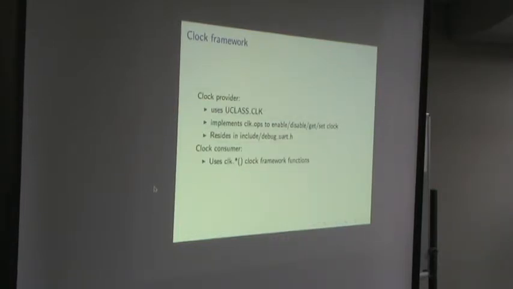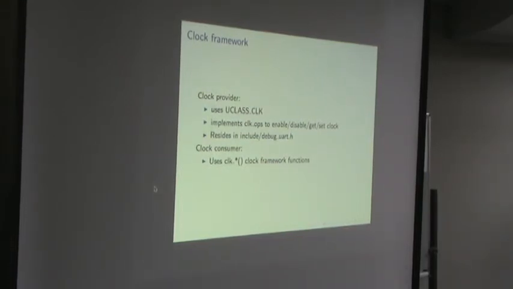Now, I mentioned that the serial port might actually need a clock into it, and that you can hard code it at the beginning of the porting process somewhere in your early init code, but it's also a good idea to convert that to the clock framework ultimately. And the clock framework is actually not that difficult. So basically the definition of the clock driver is the same, you just use UCLASS_CLK. The ops are slightly different. So instead of getting or putting a character, you have ops which allow you to disable clock, enable clock, set their rate, get their rate, that sort of thing.